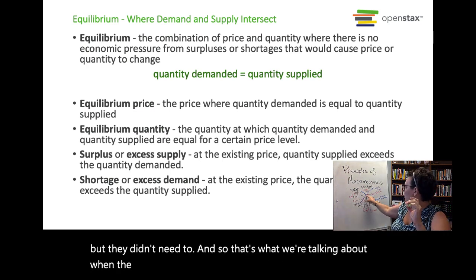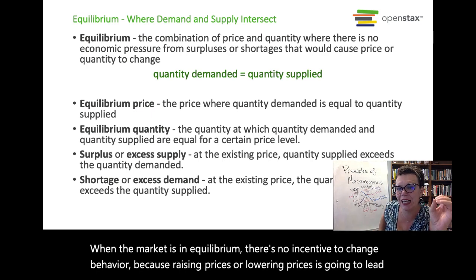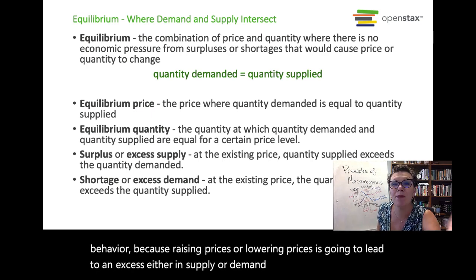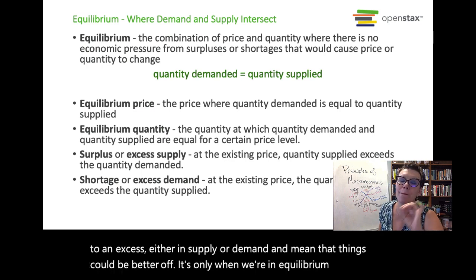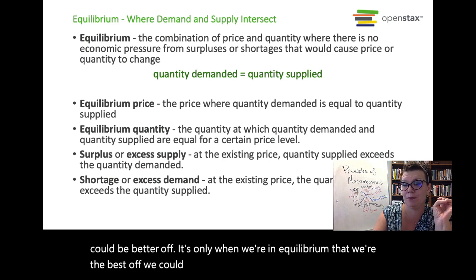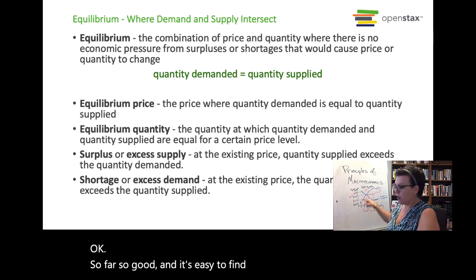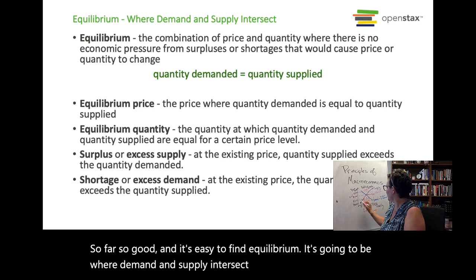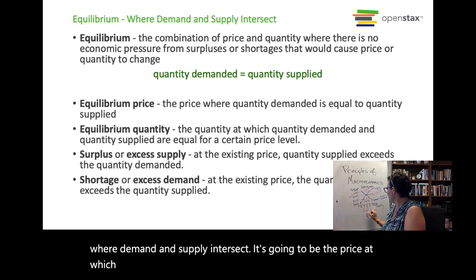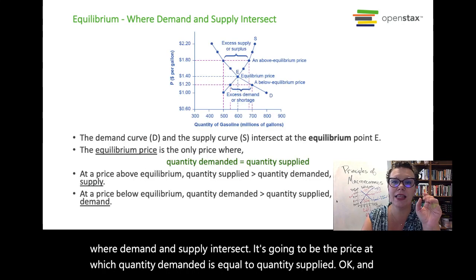When the market is in equilibrium, there's no incentive to change behavior because raising prices or lowering prices is going to lead to an excess either in supply or demand and mean that things could be better off. It's only when we're in equilibrium that we're the best off we could possibly be. Okay? So far, so good. And it's easy to find equilibrium. It's going to be where demand and supply intersect. It's going to be the price at which quantity demanded is equal to quantity supplied. Okay? And you can see that in this example here.